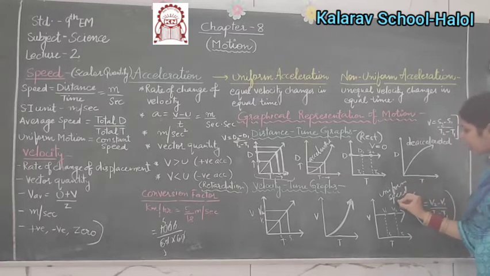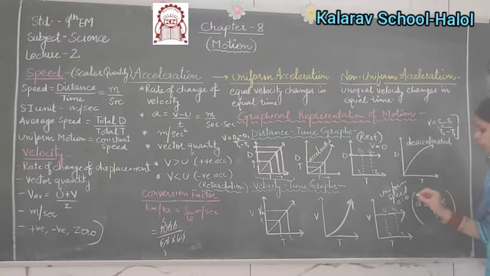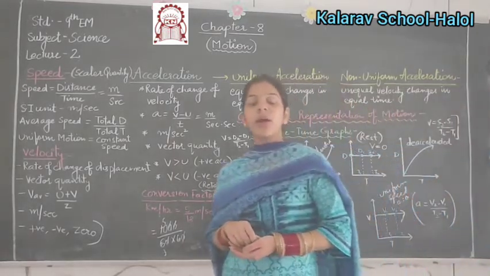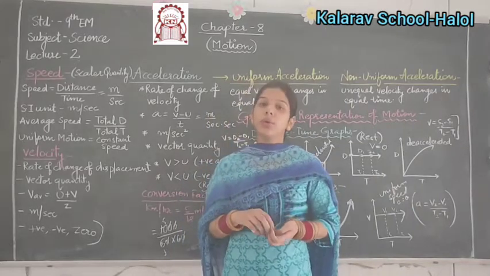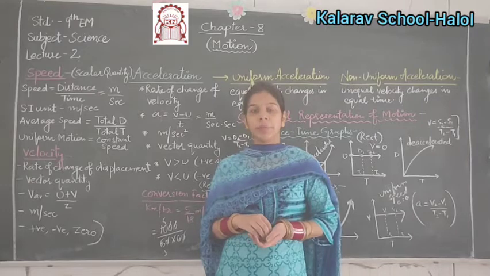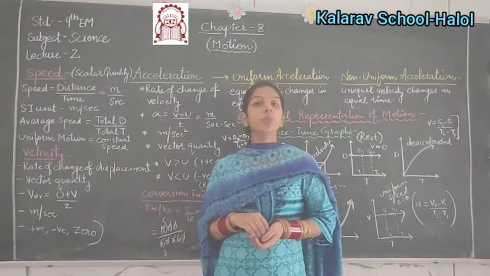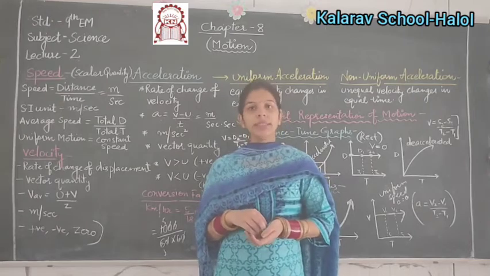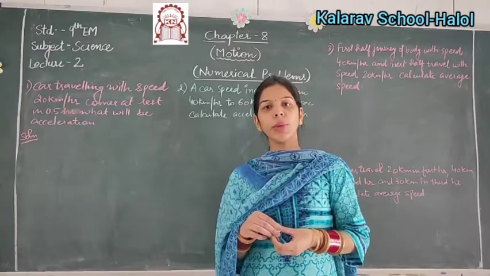So you can say that a is 0. Why is a 0? Because the velocities are the same, so v2 minus v1 is 0. So a comes out to be 0. So the velocity time graph and distance time graph are helpful for calculating acceleration and velocity respectively. So we can do the numericals related to these formulas. So let's start the numericals.